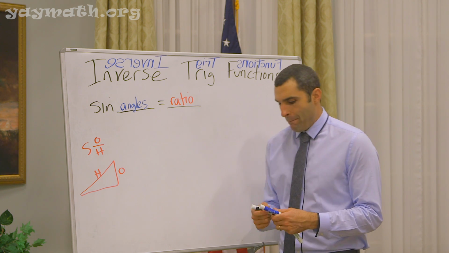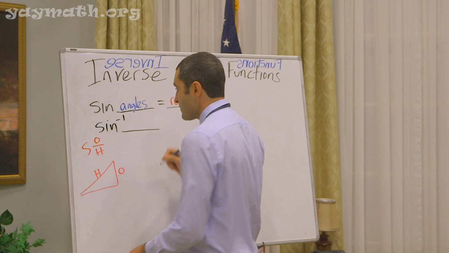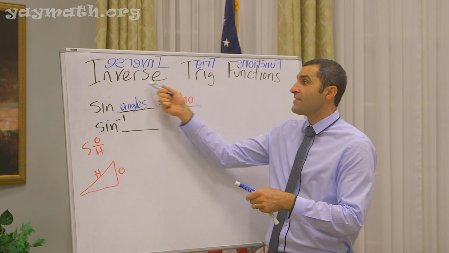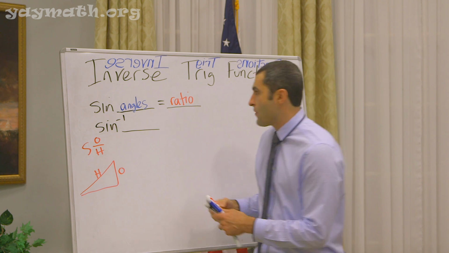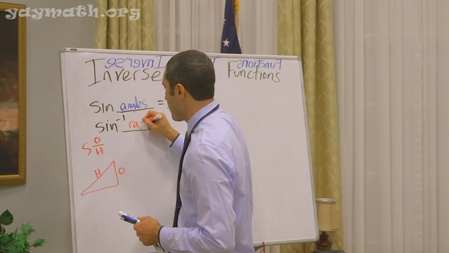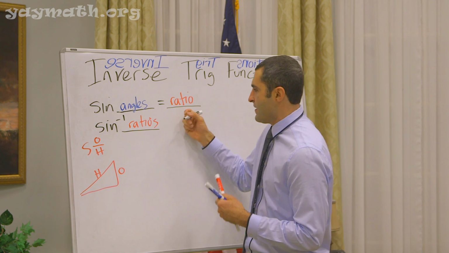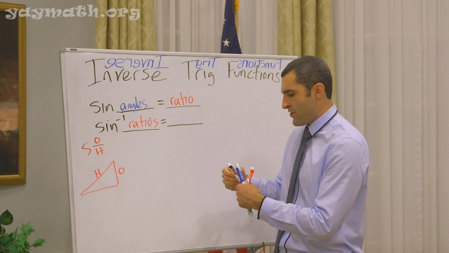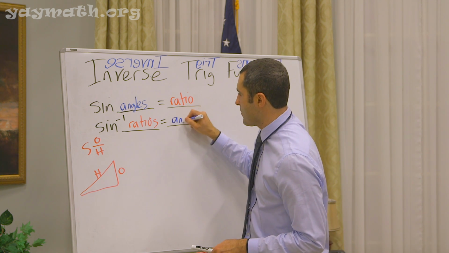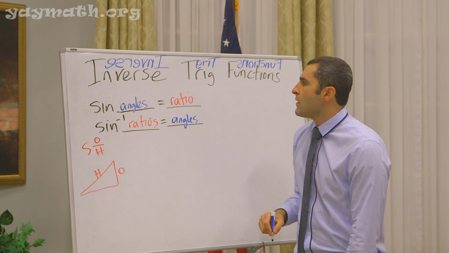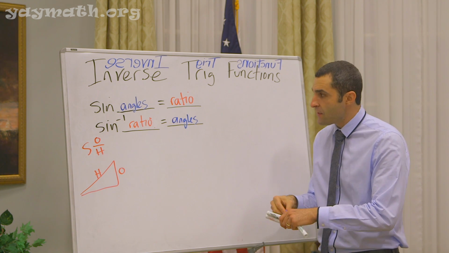Flip that script! What do you call this? Inverse trig function. Yes, inverse sine of what types of things? Ratios equals angles. That's right. I think we did this last year. Yes, we did. And now we're going to cement it. Angles. Yes. So inverse sine of a ratio equals an angle.